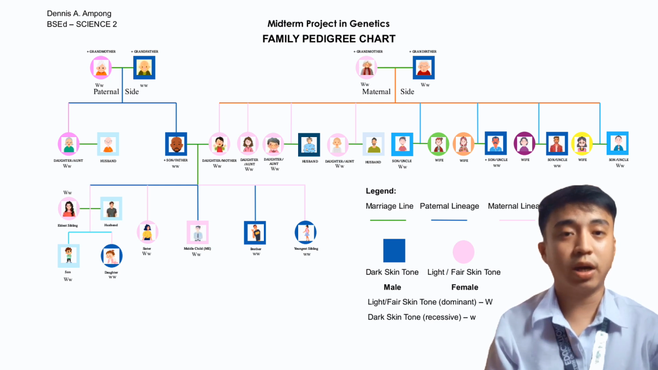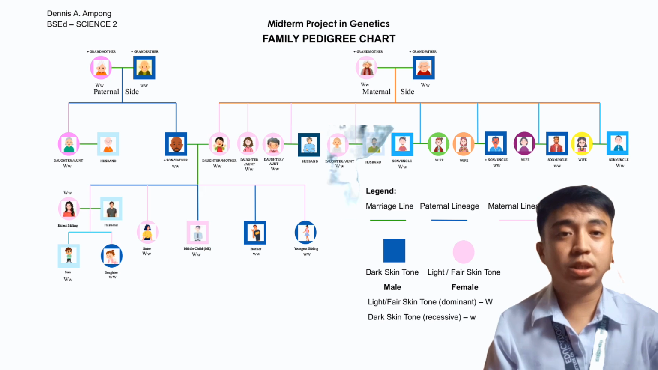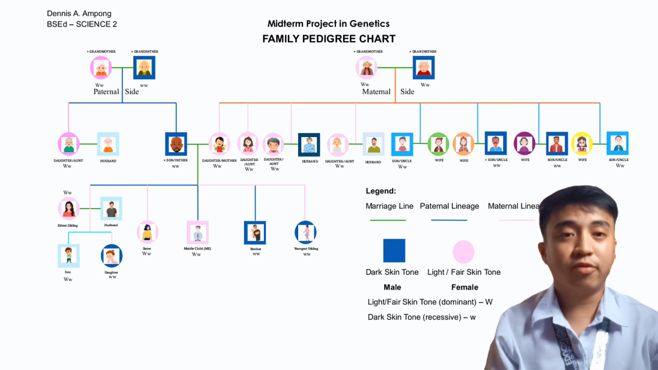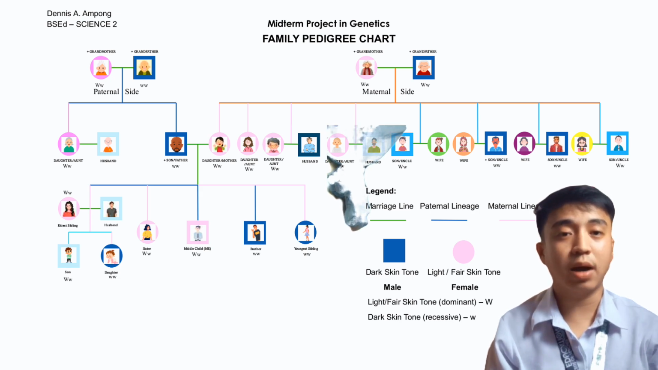By looking at the chart, we can see how important it is to track both dominant and recessive alleles to understand inheritance patterns. Pedigree charts are incredibly useful tools for understanding not only physical traits like skin tone, but also potential health conditions or risks. I hope this chart has helped you to understand how these traits are passed down in families.